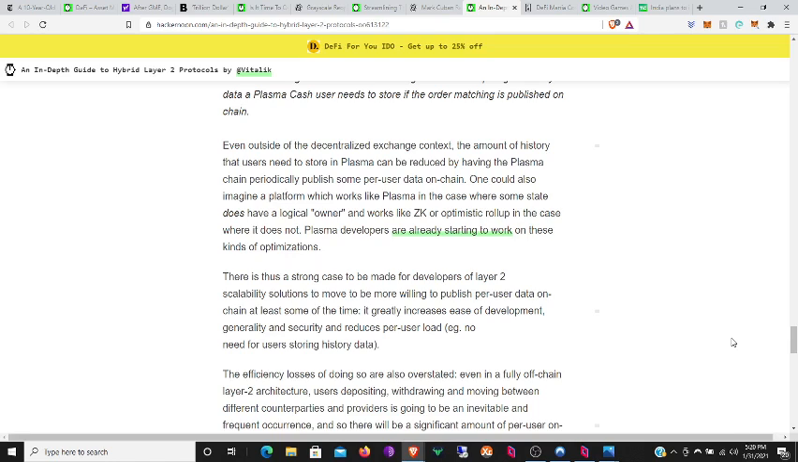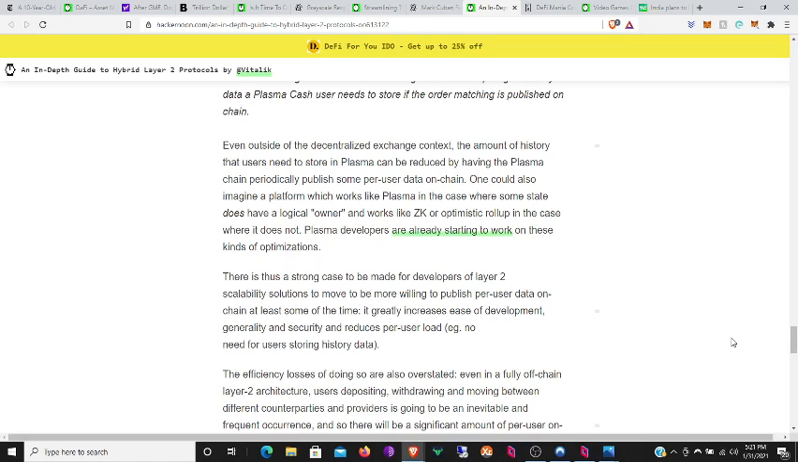Even outside of the decentralized exchange context, the amount of history that users need to store in Plasma can be reduced by having the Plasma chain periodically publish some pure user data on chain. One could also imagine a platform which works like Plasma in the case where some state does have a logical owner, and works like ZK or optimistic rollup in the case where it does not. Plasma developers are already starting to work on these kinds of optimizations.